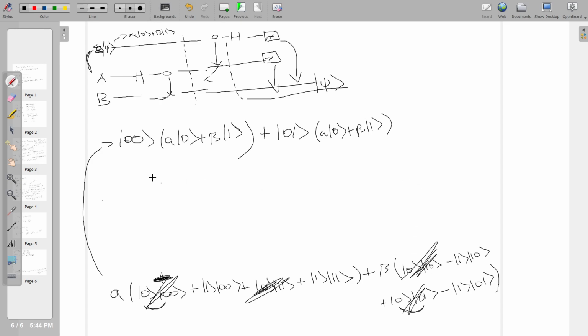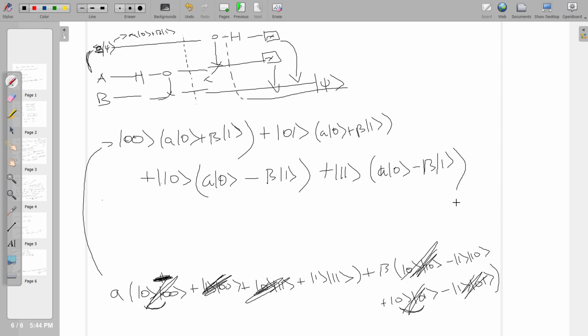And then we have plus 1, 0. Ooh, actually this time it's minus beta 1. So we have the 1, 0 right here, but this time the 1, 0 is negative, and it's the same with the 1, 1. So we do alpha 0 minus beta 1. That's that one, and that's that one.